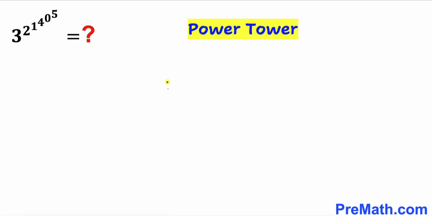Welcome to PreMath. In this video, we are going to simplify this given power tower that involves nested exponents: 3 power 2, power 1, power 4, power 0, and then power 5.